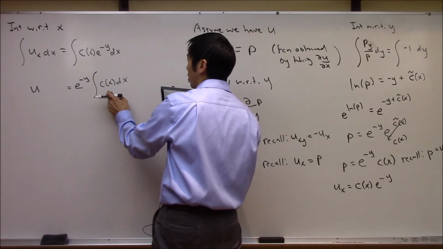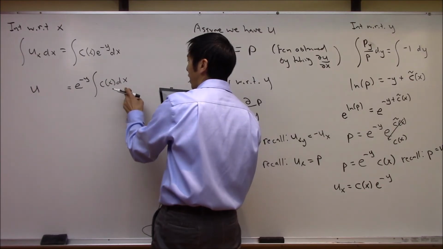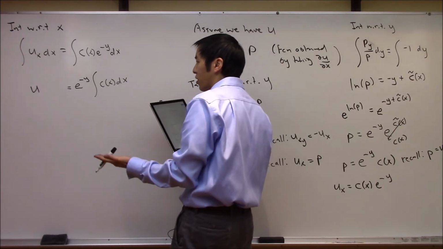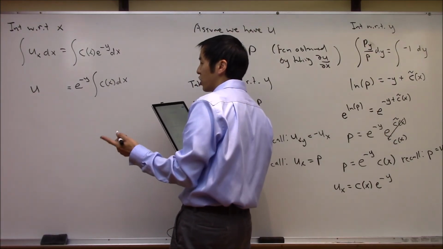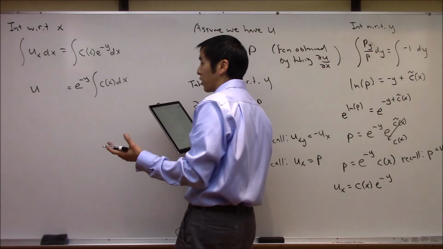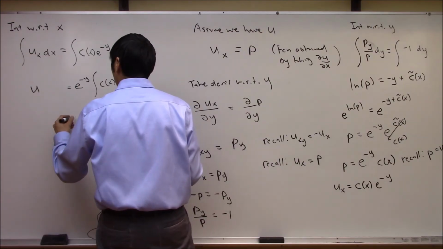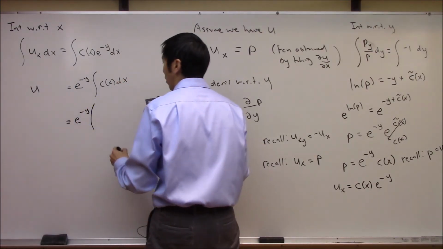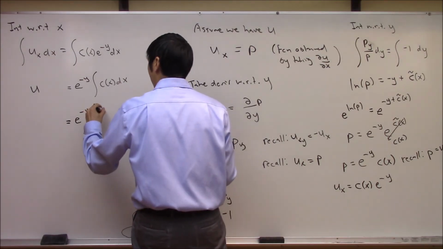This integral, we can do the exact same trick we did earlier. This is just some integral of an arbitrary function of x, so it's going to be some other function of x, plus a constant of integration, and that constant of integration can be anything as long as it's just a function of y here, right? So in other words, let's rewrite this like such: e to the negative y, and then inside here, this is going to be f of x.